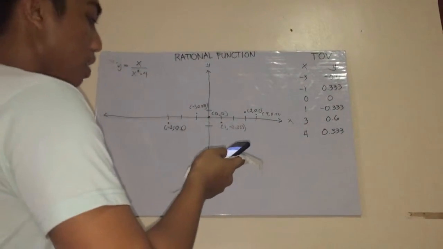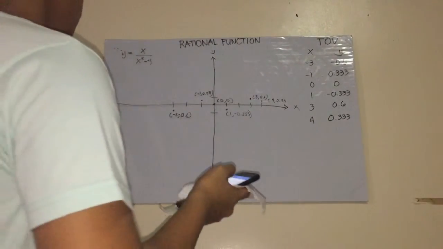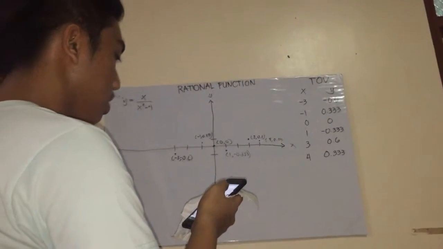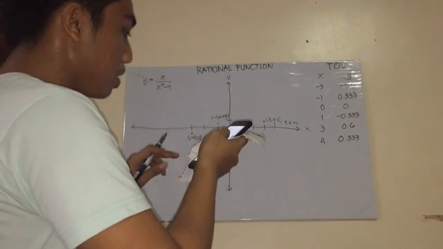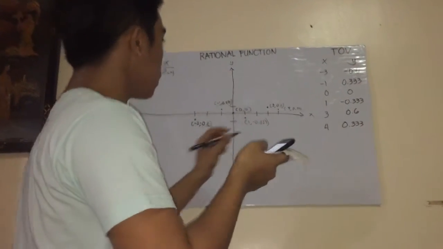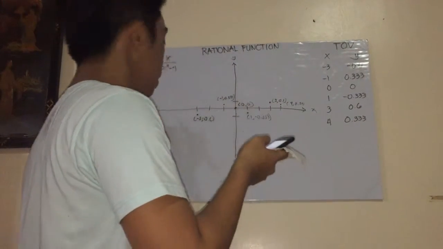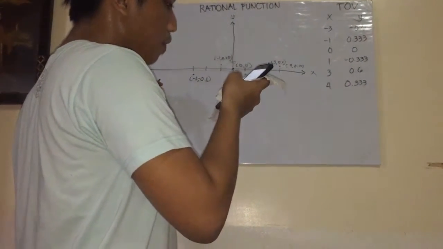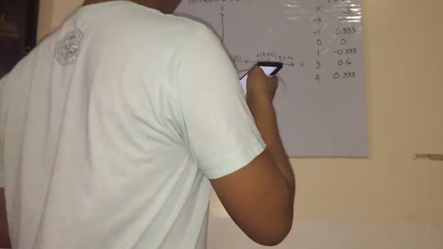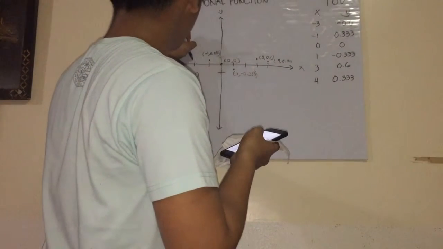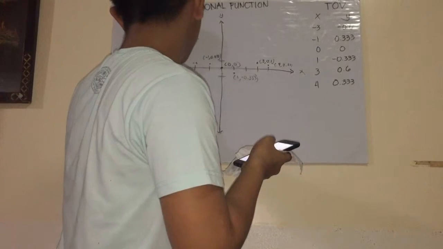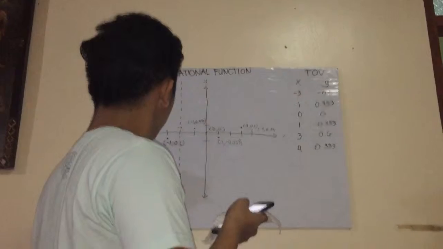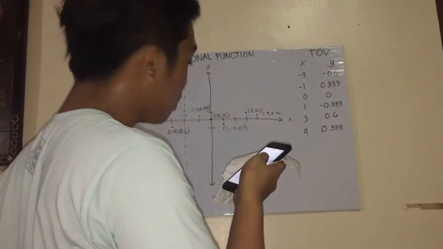So, ayun, ipapoint na natin yung graph natin. So, ang tatandaan natin na ang horizontal asymptote nila is 0. So, ito lang yung horizontal asymptote. Then, for vertical asymptote, negative 2. So, ito negative 2. Ito siya. Then, positive 2.